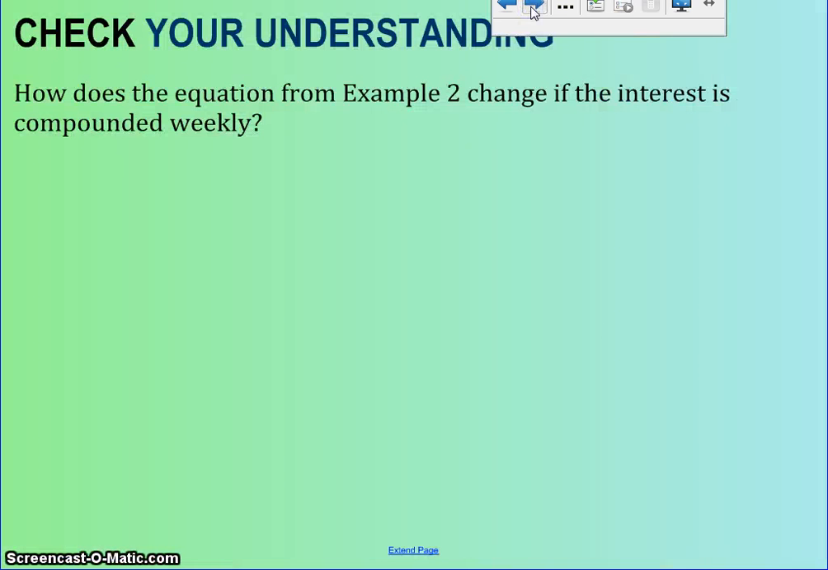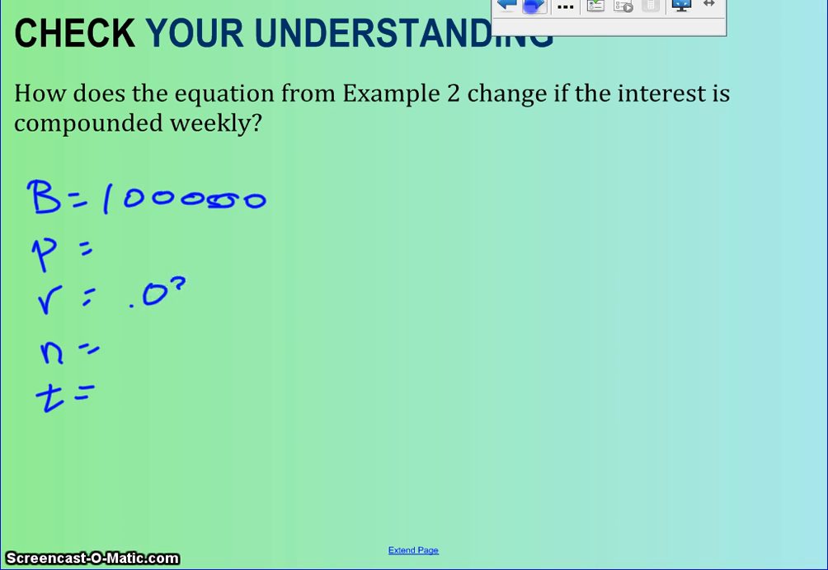All right, please press pause, solve this equation. When you're ready, press play, and we'll get started. Okay, let's see how you did. So, again, putting my BPRNT over on the side, let's identify that it's still going to be $100,000. It's still at a rate of 0.038.